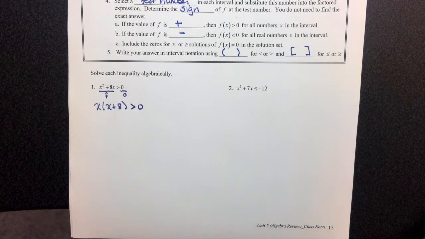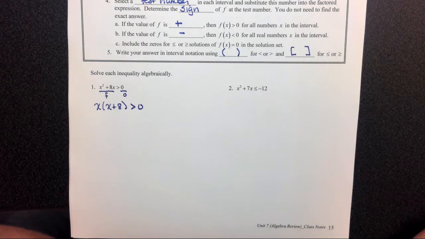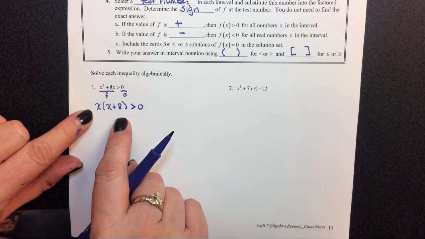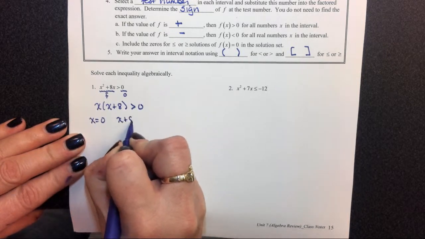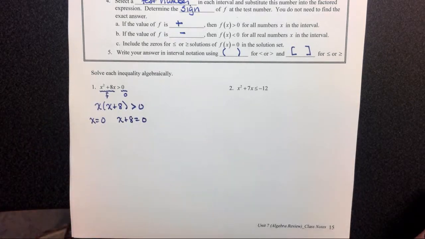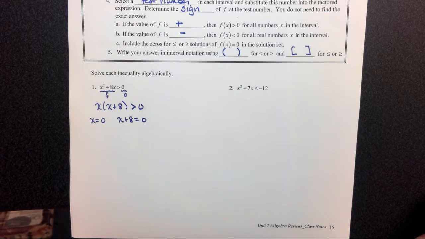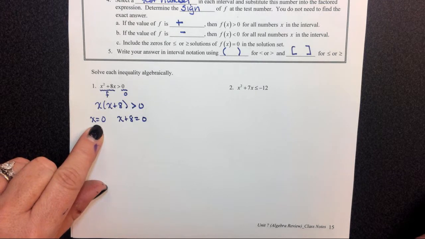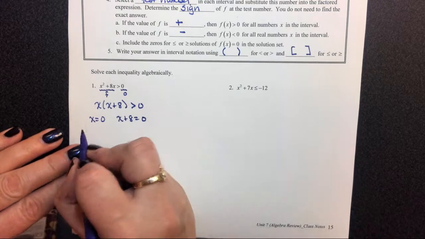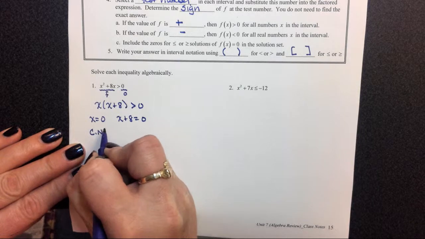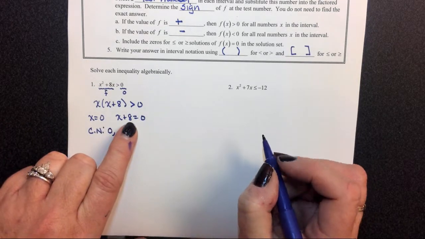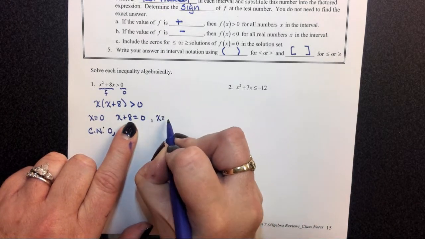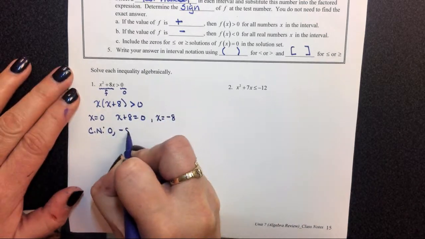So any questions? Can I factor any more? No. So now I'm going to set each factor equal to 0. So I'll set the x equal to 0. I'll set the x plus 8 equal to 0. So now you can identify what your critical numbers are. So one has to be 0. When you solve this, x will be equal to what? Negative 8. So there's your other critical number.